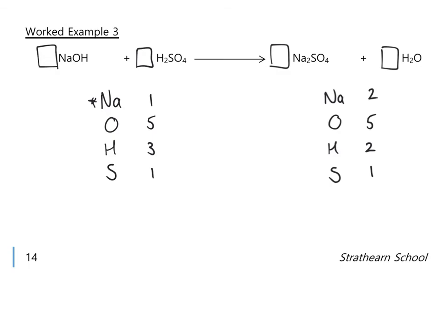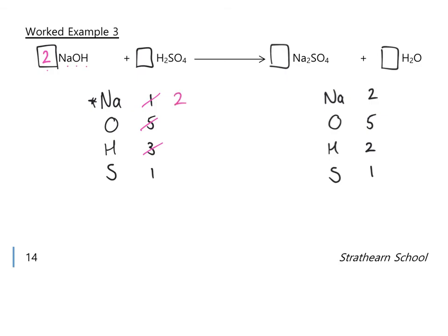Okay, so how are we going to get 2 sodiums on the left hand side? We're going to put a 2 in this box here, but that's going to affect sodium, oxygen and hydrogen. So I'm going to put a line through sodium, oxygen and hydrogen to remind myself that I need to recount up each of these. So how many sodiums do I now have? I have 2 times 1, which is 2.